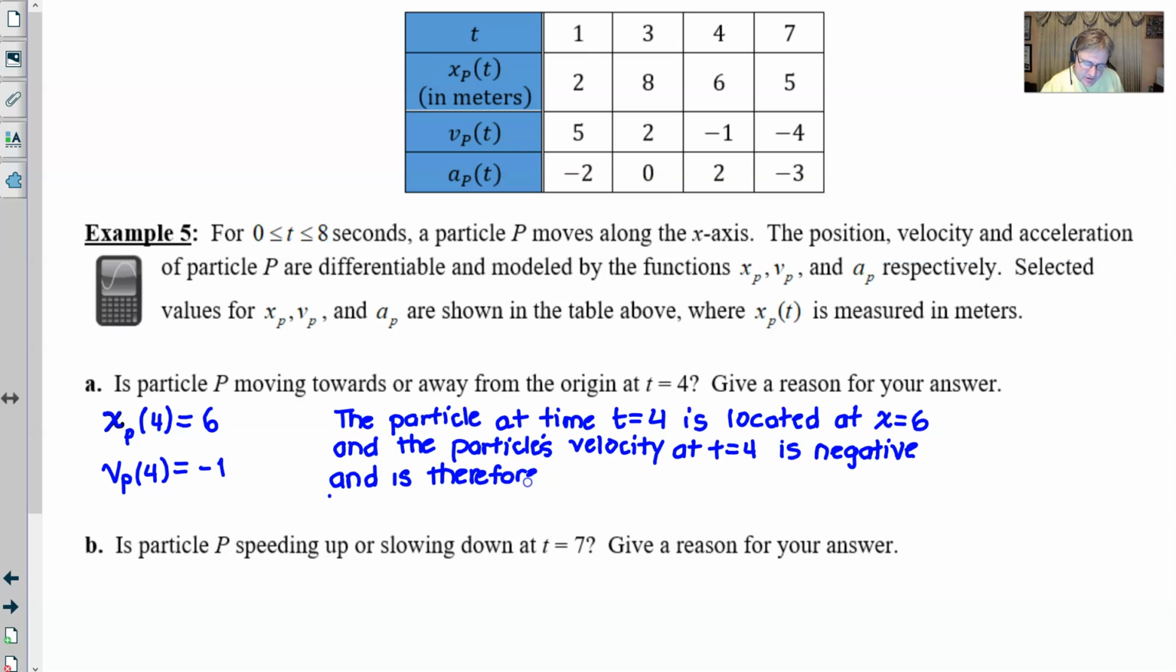You don't have to be quite as robust in your explanation as I am, but I know that this is going to certainly count and award all the points. Now, we need to make sure that we answer the question, because I haven't answered it yet. Therefore, we can say, so the particle is moving towards the origin.